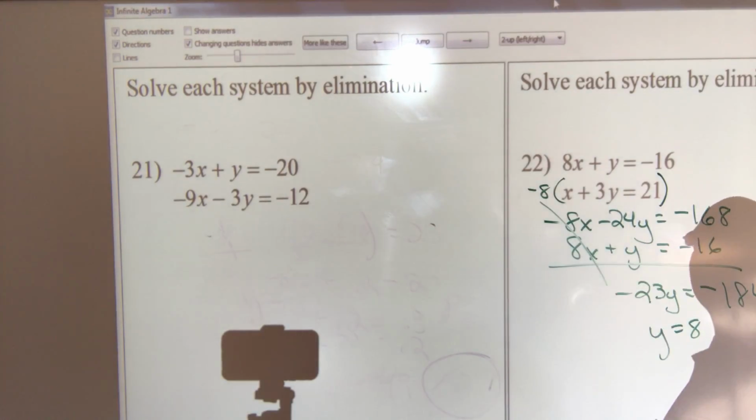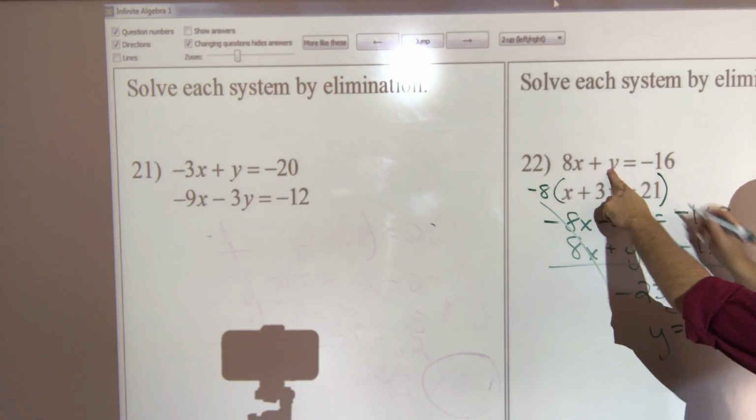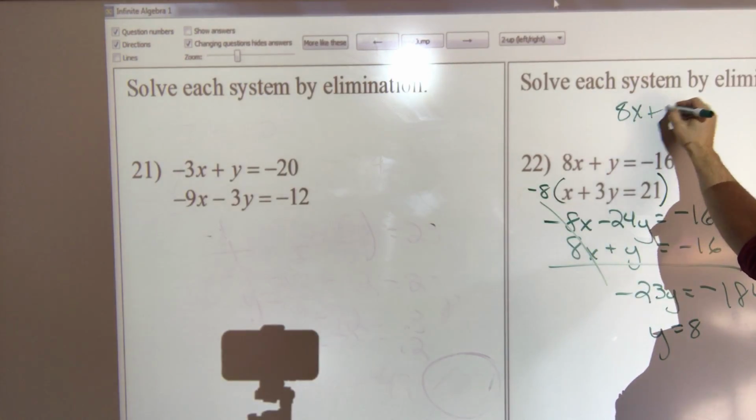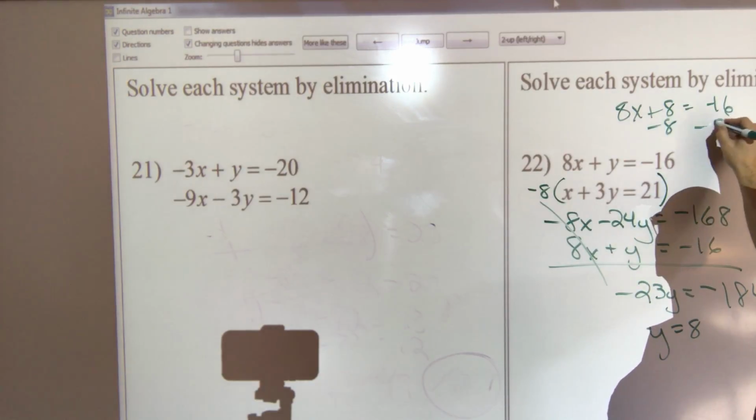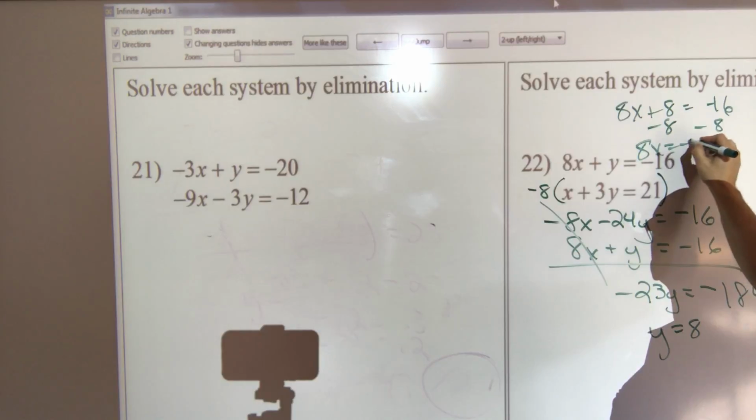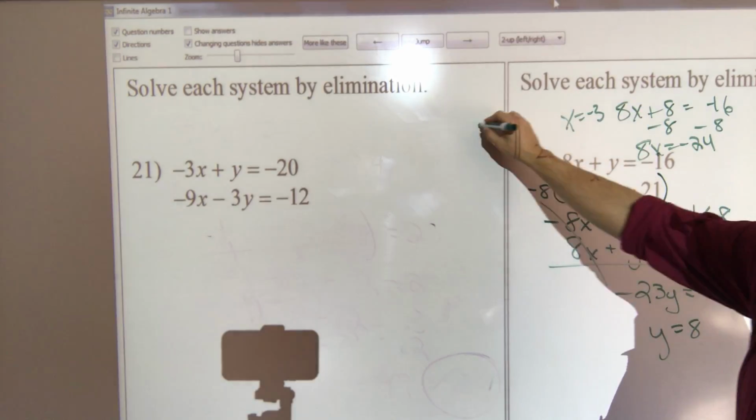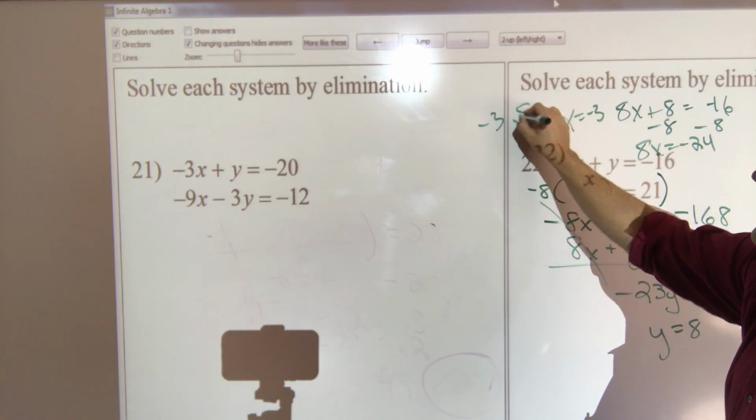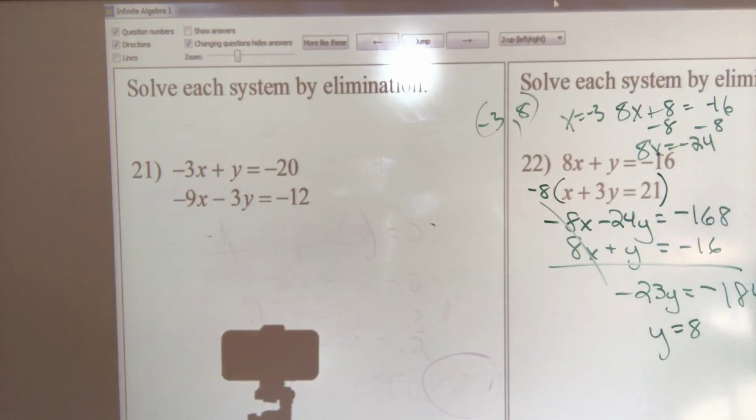Now I'm going to plug y back into either one of the original equations. Make my life easy, I'll plug it in right there. So 8x plus 8 equals, hopefully you can still see, negative 16. Minus 8 on both sides. 8x equals negative 24, and x equals negative 3. So I've got the ordered pair negative 3, comma 8. I have that answer. So we did all the systems problems.